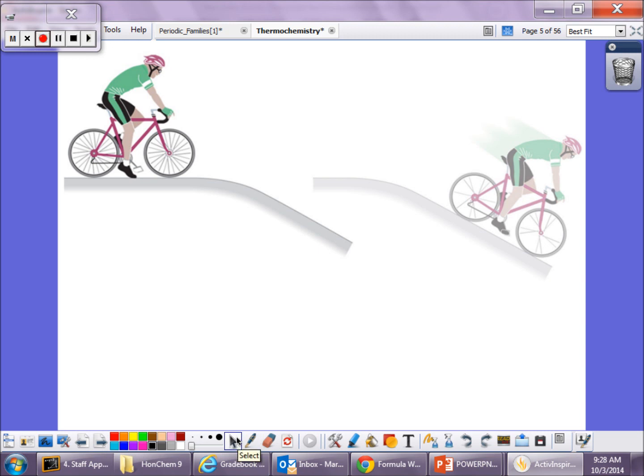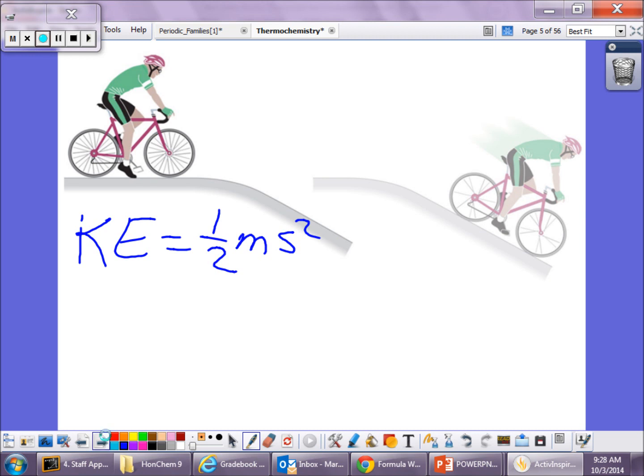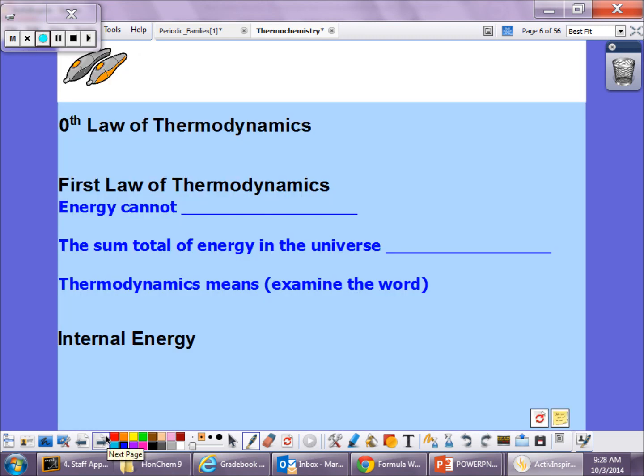So make sure you know your kinetic energy, energy of motion, and potential energy, which is energy of position. It is energy stored in bonds. So you know kinetic energy, I'm sure, from physics: kinetic energy equals 1/2 mass times velocity squared. Is that right? Kinetic energy.